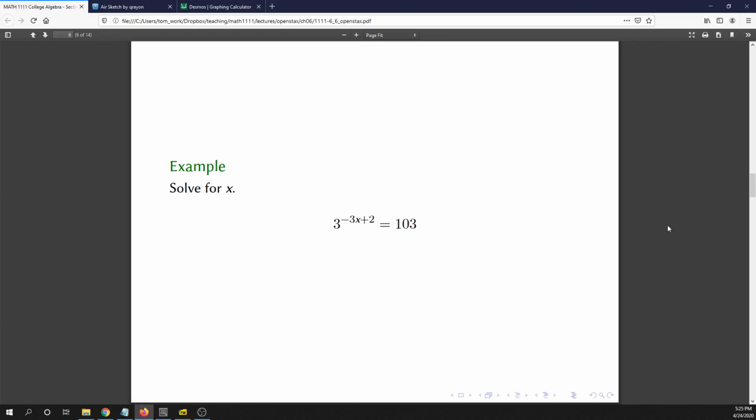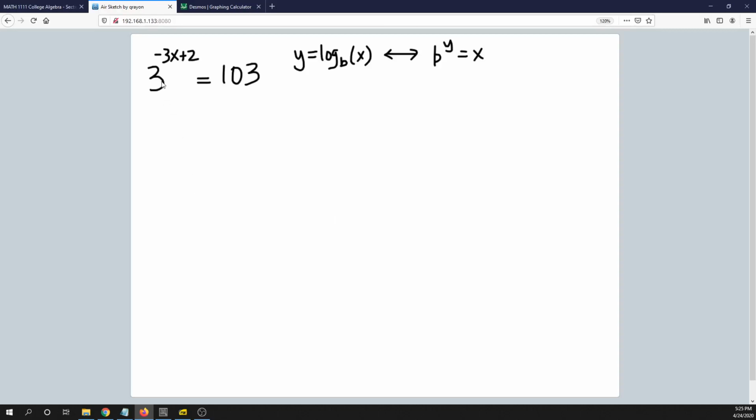All right, in this video, we are going to solve this exponential equation, 3 to the minus 3x plus 2 equals 103. What we are going to do is put this equation, which is in exponential form, b to the y equals x, and convert it over to logarithmic form. If you haven't watched any of the previous videos about converting back and forth between these two forms, then you need to go back and watch those videos.